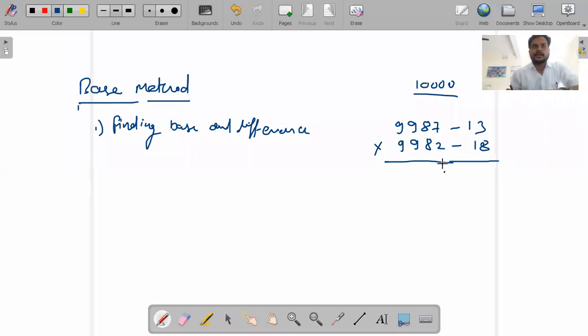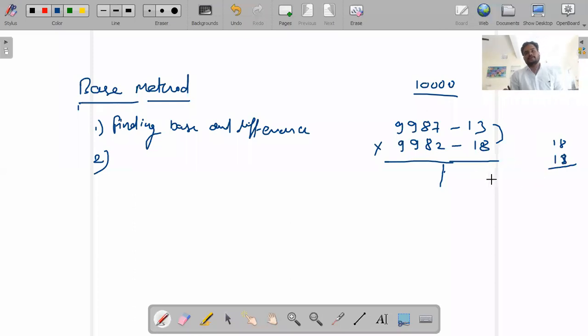So as we have discussed, the second step is what? While using the base method, we will have an answer in two parts. One part is LHS and one part is RHS. How many digits should be there to the RHS? The number of zeros in the base. How many zeros are there? There are 4 zeros, so there should be 4 digits to the right hand side. And we have to multiply these two. What is the multiplication of 13 into 18? Do the multiplication and tell me the answer.